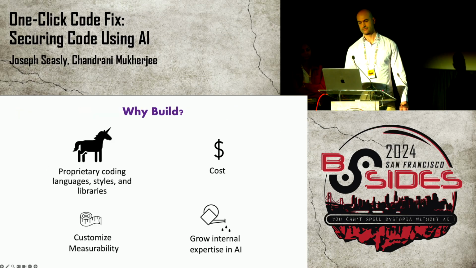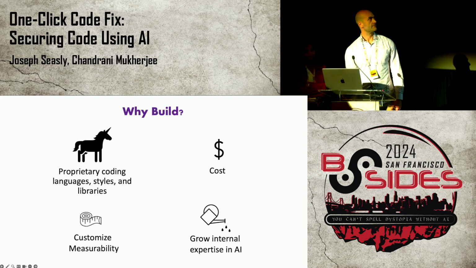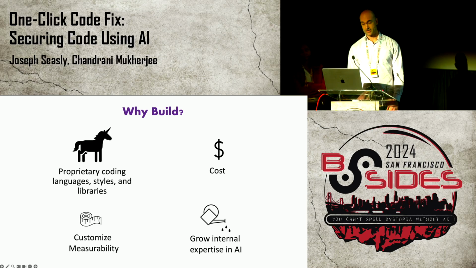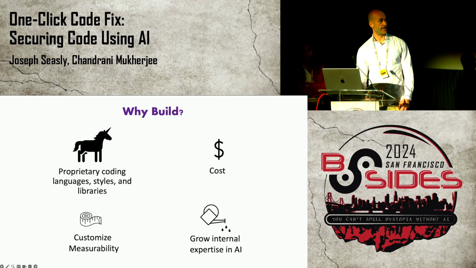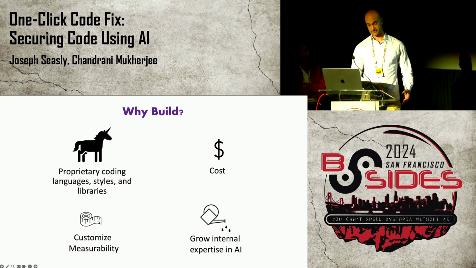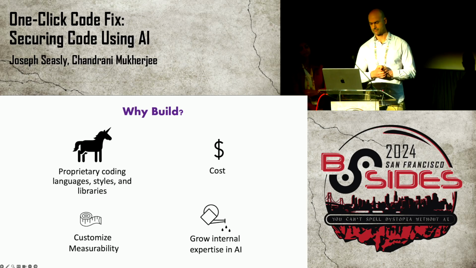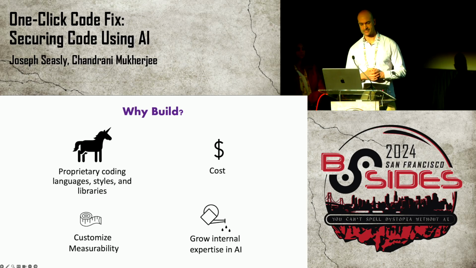So there are commercial solutions out there, but we're going to talk about why you might want to build your own solution. A lot of times you will almost always have proprietary coding languages, styles, and libraries. For instance, your team may have an XSS fixing library that you want to use to make sure your data gets sanitized, and you don't want to depend on an open source solution where you're not sure if it's going to be maintained.